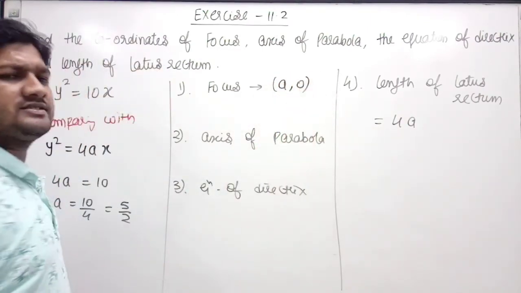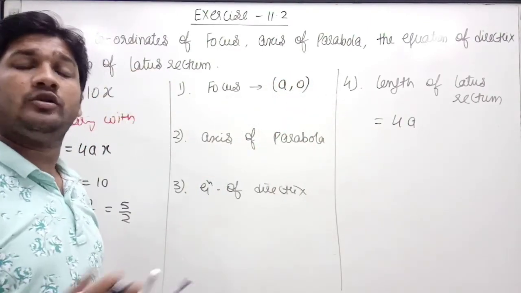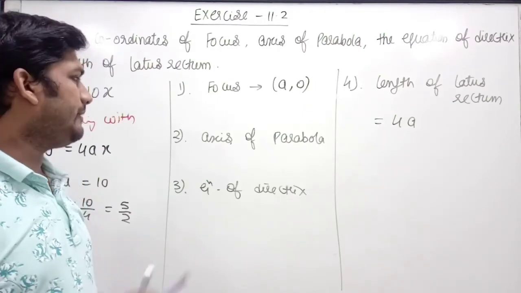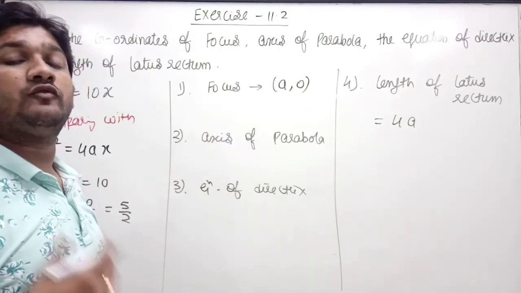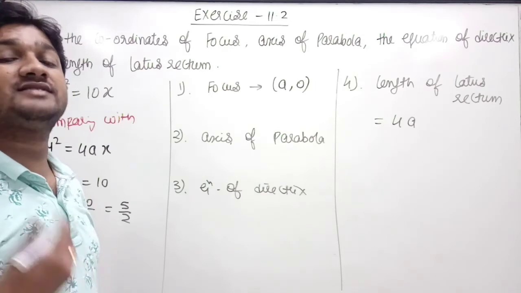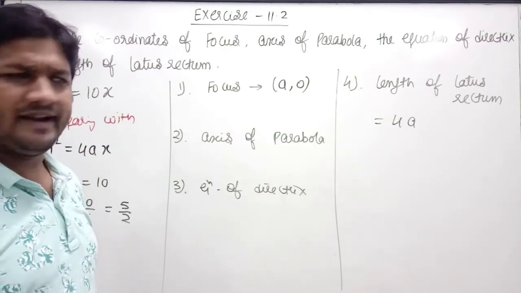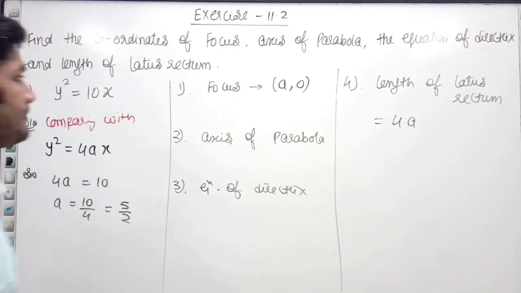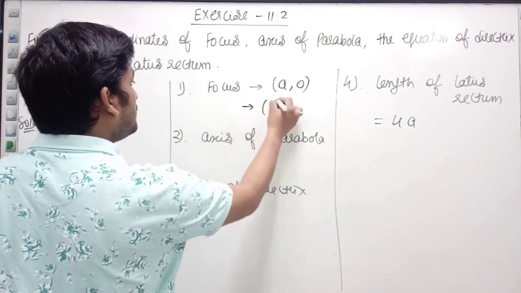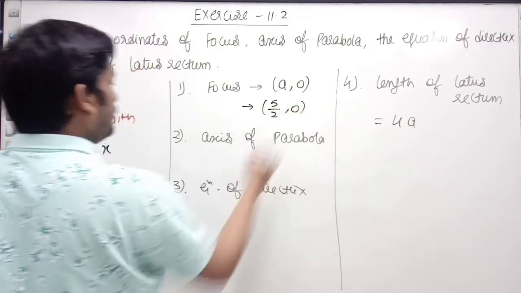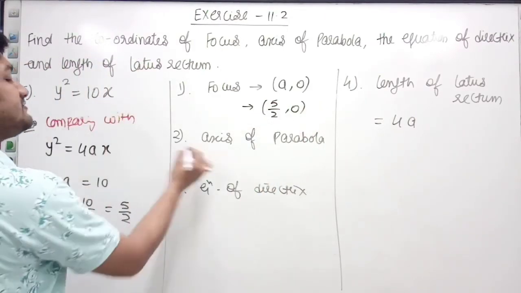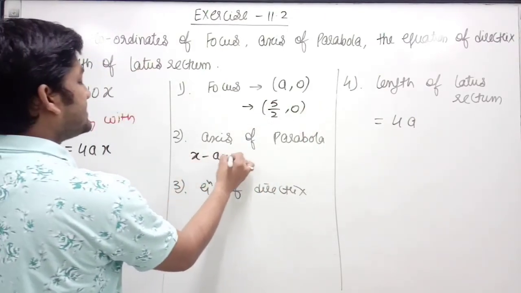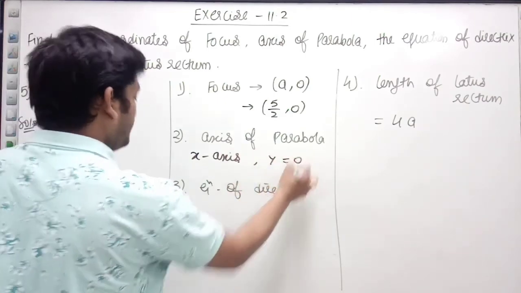You might be thinking that I am writing directly, as I have already told, watch the previous video, you will be able to know what the coordinate of focus is. It is a, 0; minus a, 0; 0, a; 0 comma minus a, depending on the equation with which we can compare. Now a is 5 by 2, so focus is 5 by 2 comma 0. Axis of parabola: power of x is 1, so axis is x-axis, y equal to 0.